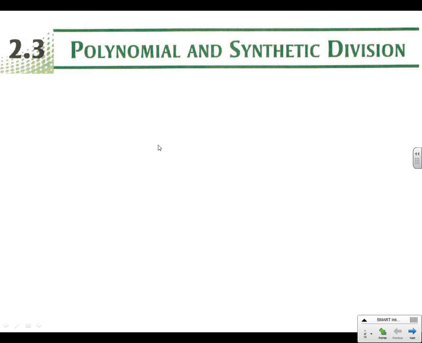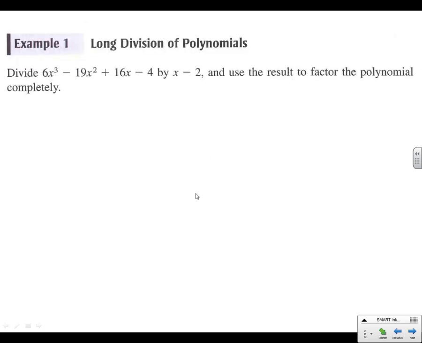So first up here is going to be long division. We're going to have two different strategies to solve for division of polynomials, and the first one is long division. Just like you did when you were in second grade doing long division, we're going to do the same steps, only this time we have polynomials. We've got exponents, we've got variables. So let's set this up. We're going to have x minus 2 going into 6x cubed minus 19x squared plus 16x minus 4.